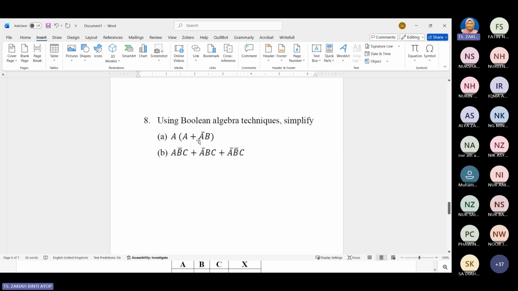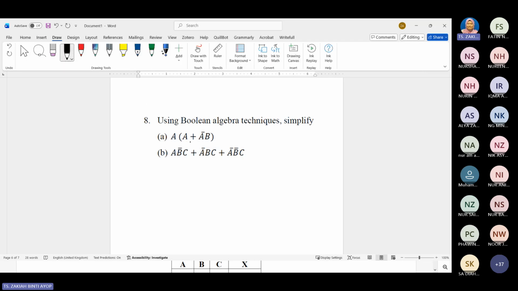Okay, so let's answer question 8A. What do you need to do? You remove the bracket first, and then try to answer the question based on the rules that have been given. Let's say I'll answer 8A. Actually, 8A is quite tricky for you. It's a combination.